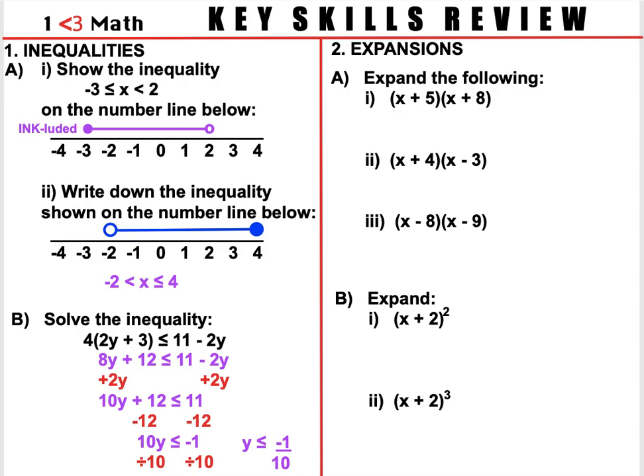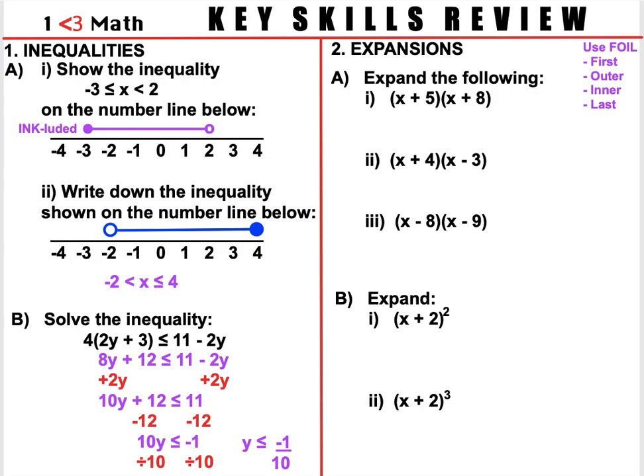So I hope that's been helpful for a quick revision of inequality. Part 2, we're going to look at some expansions, and for part A we're going to use the FOIL technique, which is multiplying the brackets out using first, outer, inner and last. To do that, looking at the first question, (x plus 5) multiplied by (x plus 8), I'm going to multiply out those brackets.